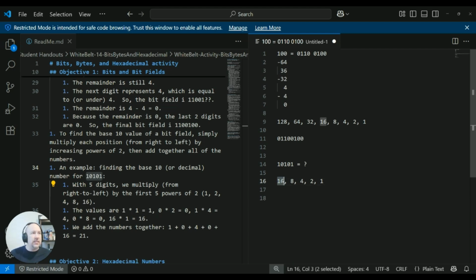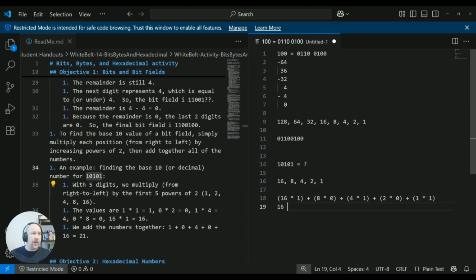Basically, we need to take each of these placeholder values and multiply it by the value in that place. So the first one is 16 times, there's a 1 there. We're going to add to that 8 times, there's a 0 there. Plus 4 times, there's a 1 in the third digit. Plus 2 times, there's a 0 in the fourth digit. Plus 1 times, there's a 1 in the fifth digit.